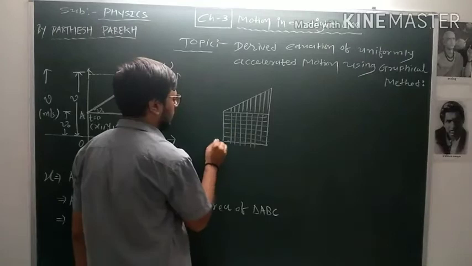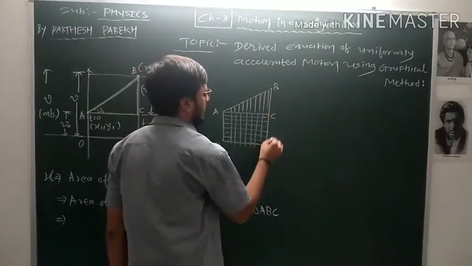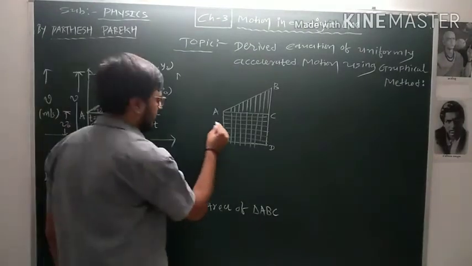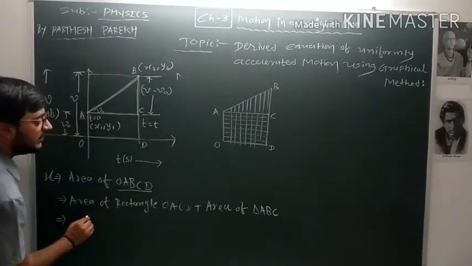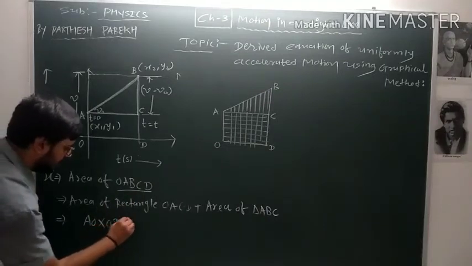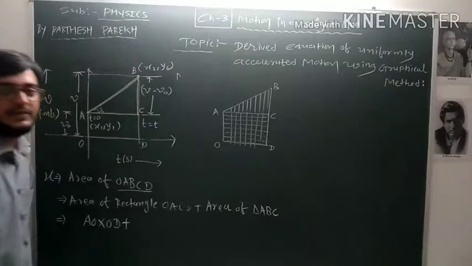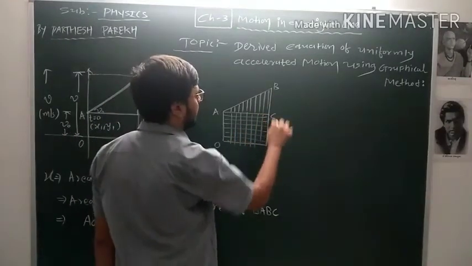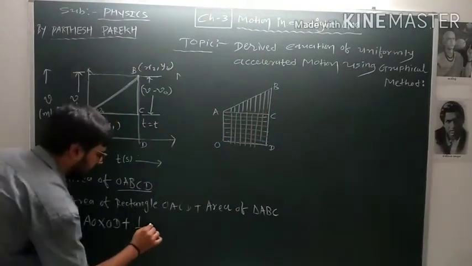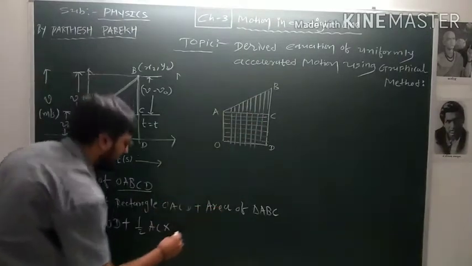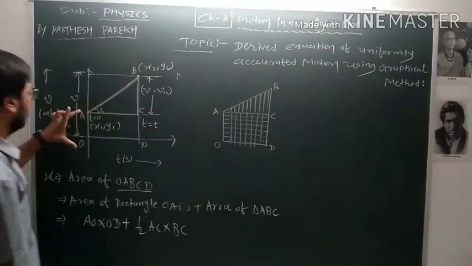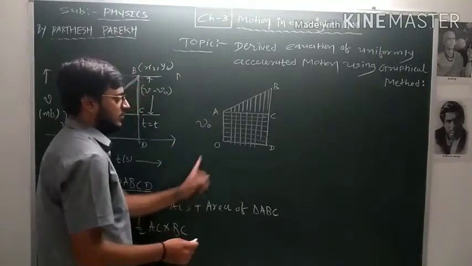So this is nothing but O, A, B, C, D. The area of the rectangle we can easily write as AO multiplied by OD, and the area of triangle ABC is half base into height. Here the base is AC and the height is BC. We know that AO is v naught and OD is t.